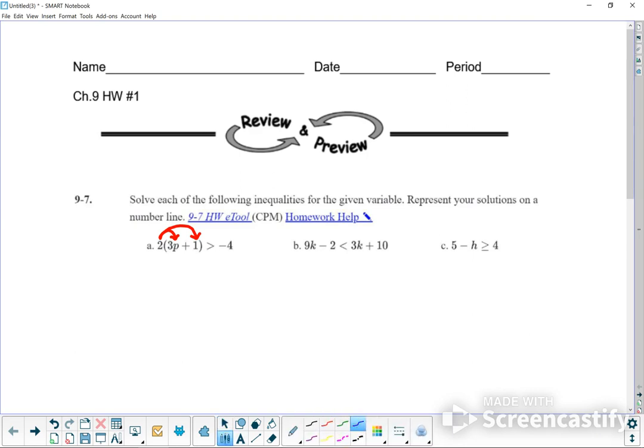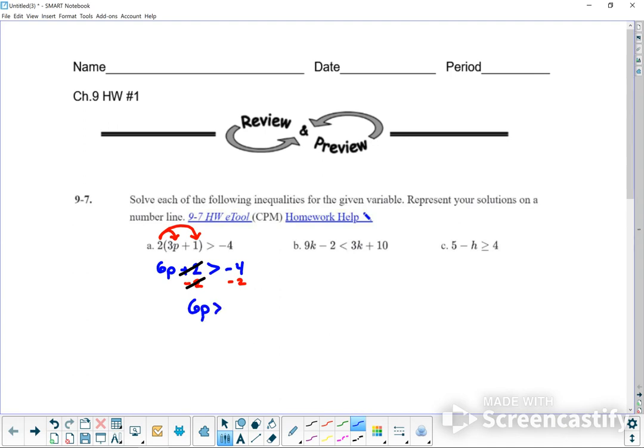Okay, so that's going to give me 6p. 2 times 3p is 6p, plus 2 times 1 is 2. That's going to be greater than -4. Okay, now we're going to go ahead and put the numbers together. So the positive 2 goes with the -4, so we're going to do the opposite inverse operation, which is -2 and -2. That's going to allow us to cancel the positive 2 and -2, and I'm going to go ahead and copy down the 6p greater than.